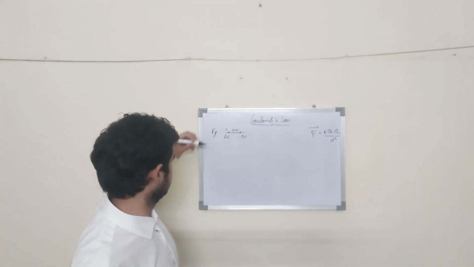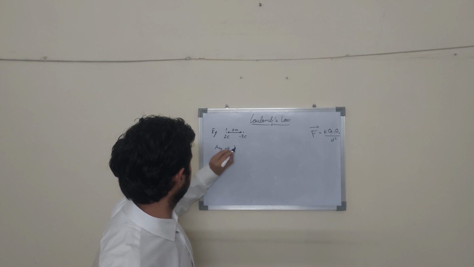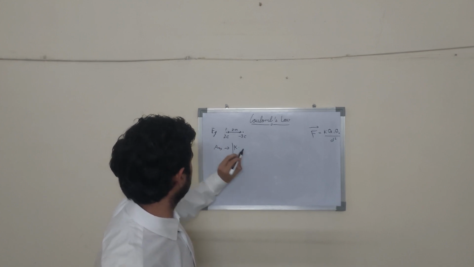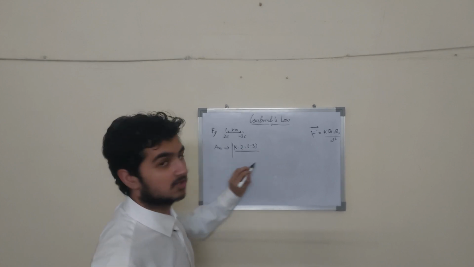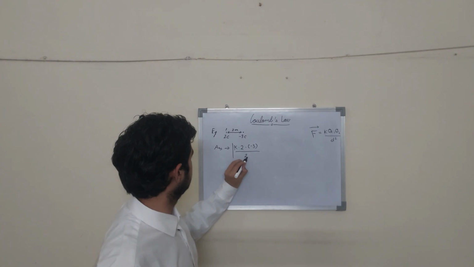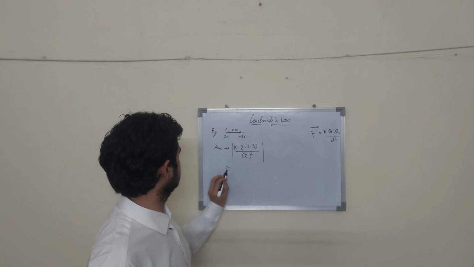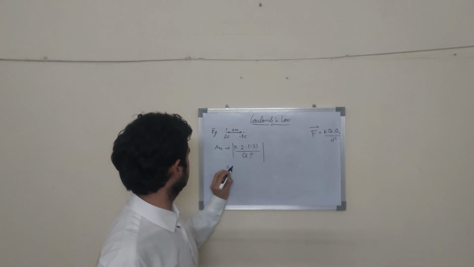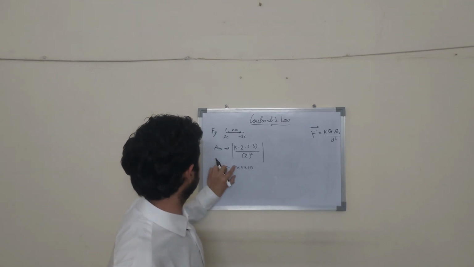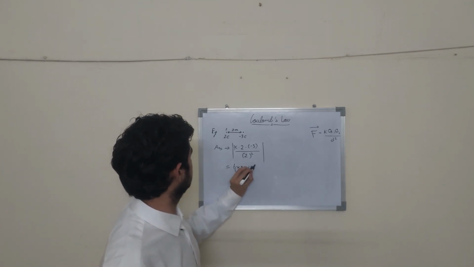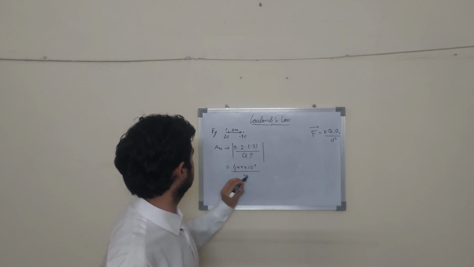Right, so let's begin with the answer. What would be the magnitude? The magnitude would be K times Q1, which is 2, times Q2, which is minus 3 (modulus), upon 2 square, the distance between them squared. So the magnitude would be 3 into 9 into 6 into 9 into 10 to the power 9 upon 4.